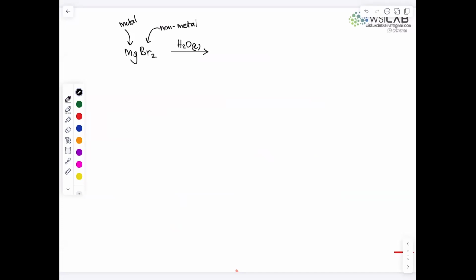Then what's going to happen, the magnesium ions, remember magnesium is in group 2, so that's going to be 2+ ions, are going to be in an aqueous solution. And also the bromine ions, which is Br 1 minus because it's group 7, that's also going to be in an aqueous solution. And I'm just going to put a 2 in front of the bromide ion to balance the equation. Do you understand that? Yes, I do. And this is called dissociation.